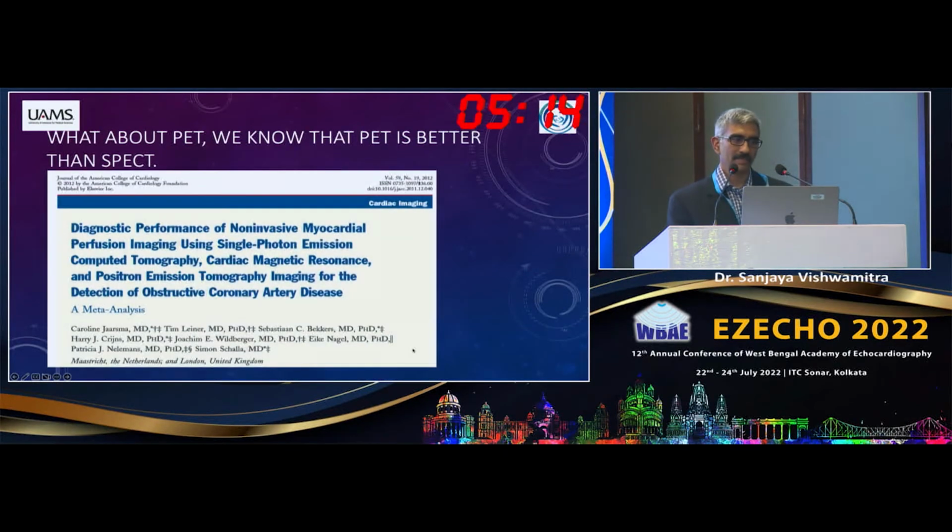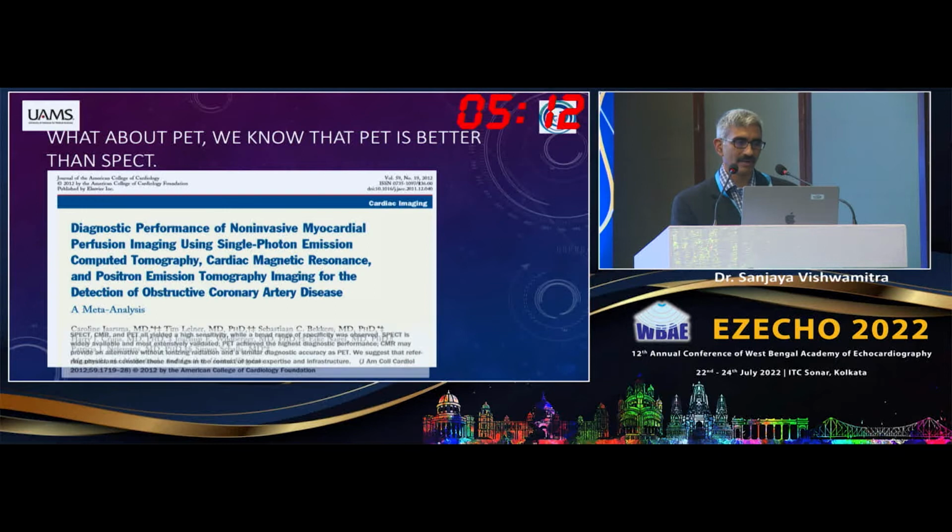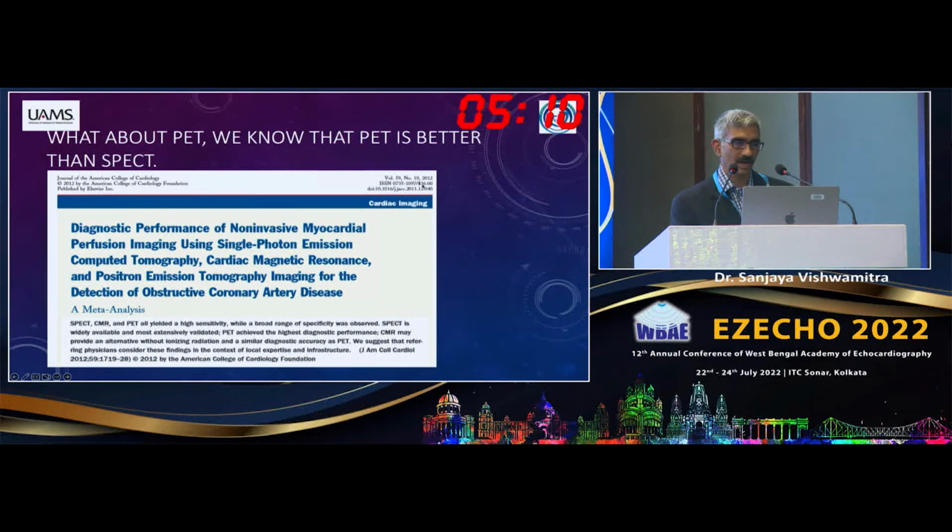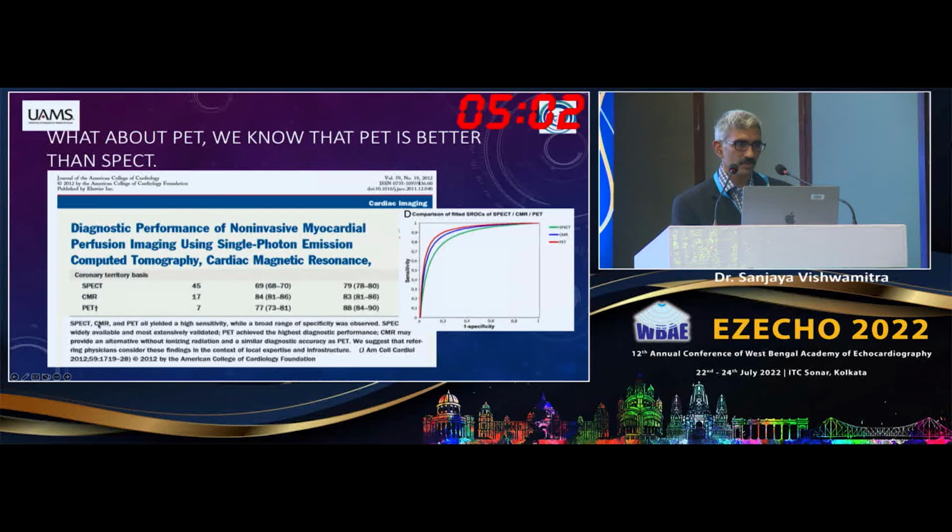What about with PET imaging? Again, we know that PET is very good, and this is a relatively older article from 2012. You can see here that even in 2012, the accuracy of PET and CMR was similar. Here are the values: you had about 84% sensitivity and 83% specificity with CMR. PET was about 77 and 88%. It was a little bit more specific.